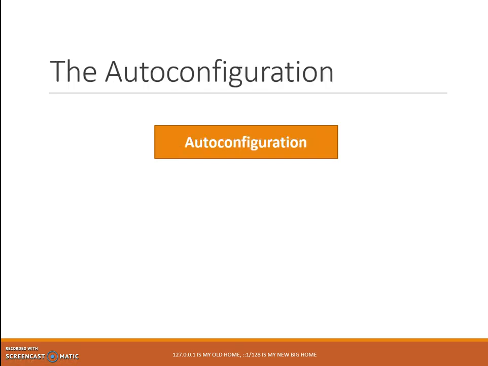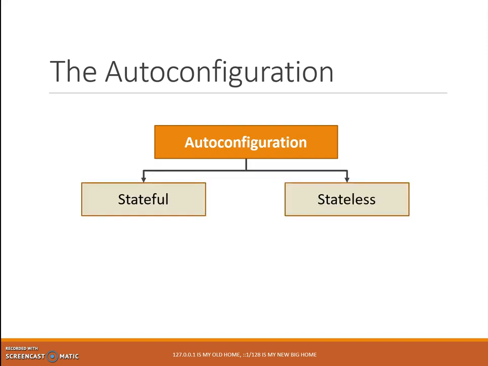The auto-configuration, which is used for dynamic unicast address assignment, can be a stateful service or a stateless service. The difference between stateful and stateless services is that the stateful service remembers the state of the client from one request to the next, while a stateless service does not keep any information about the state.